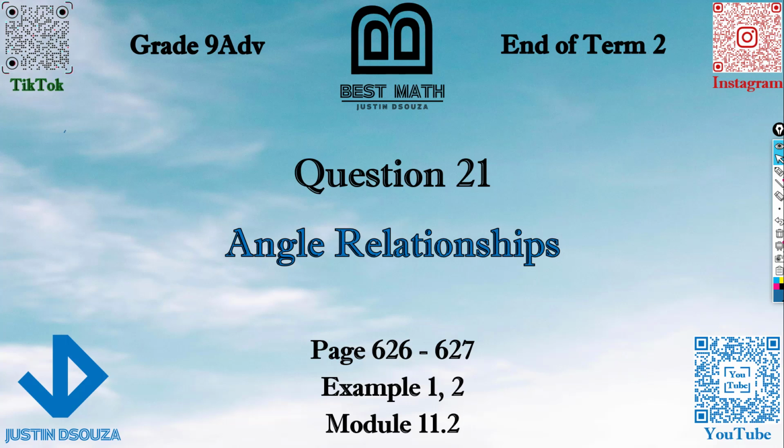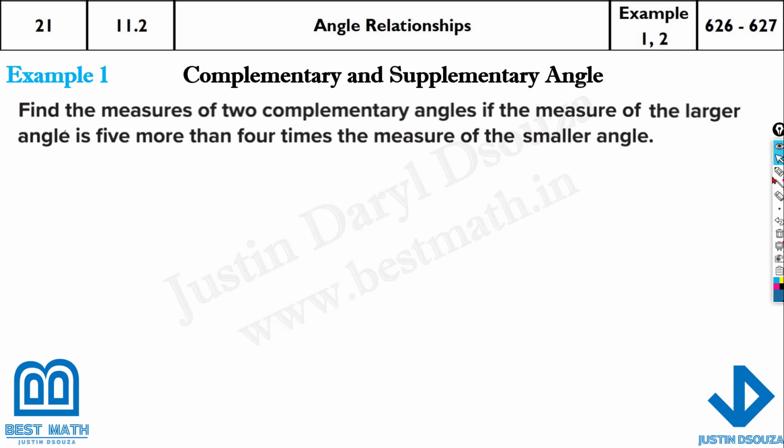Here we will solve problems on angle relationships. They have told us about supplementary and complementary angles. Find the measure of two complementary angles. Complementary means it is equal to 90 degrees, whereas supplementary is 180 degrees.